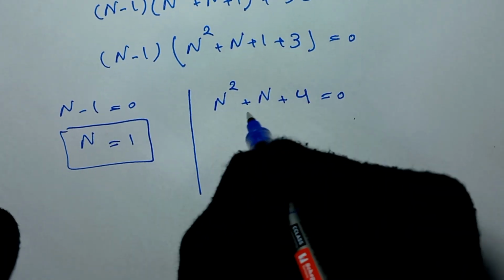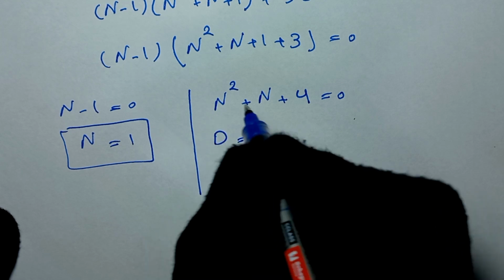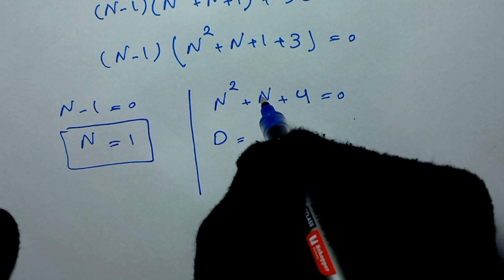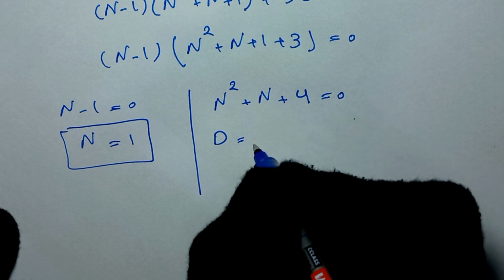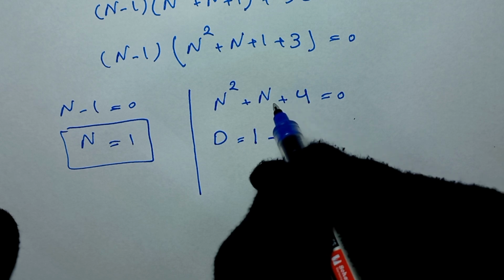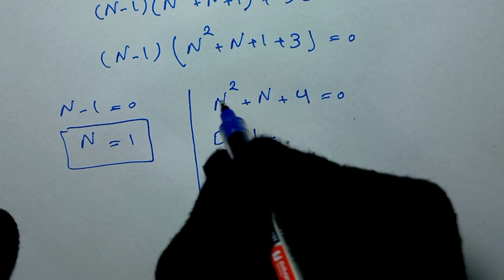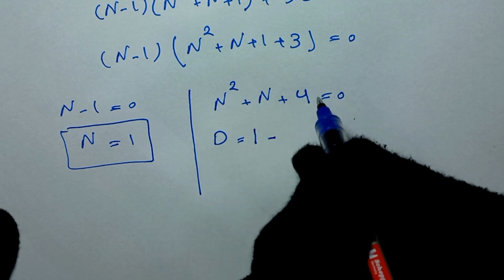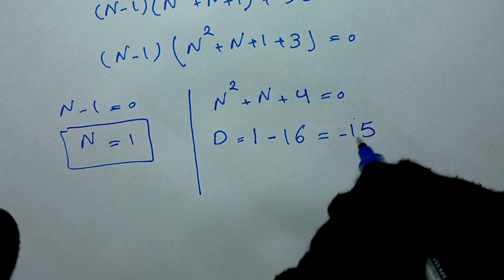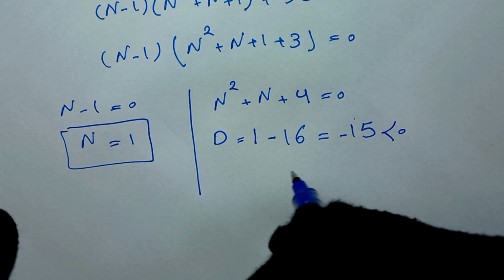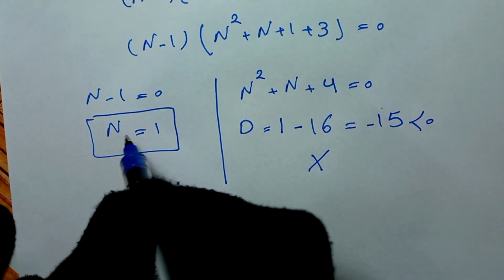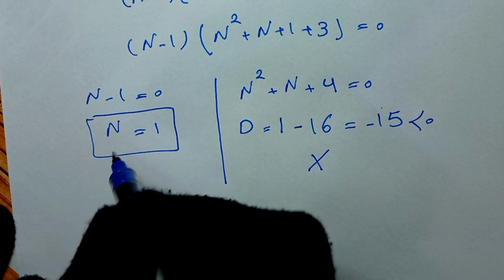And we use quadratic formula, and the discriminant is b squared minus 4ac, right? And b is the coefficient of n, so it will be 1, so b squared will be 1 squared, 1, minus 4ac. 4 times a is 1, right? 4 times 1 is 4, and times c is 4. It will be 16, and this is equal to negative 15, and this is less than 0, so in here we have no real solution, and n is equal to 1 is our final answer.